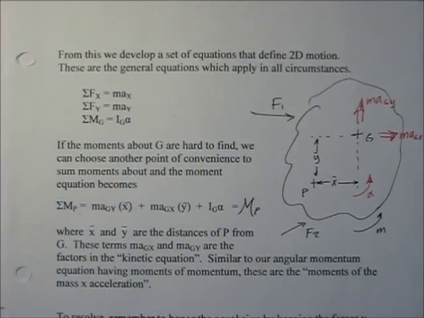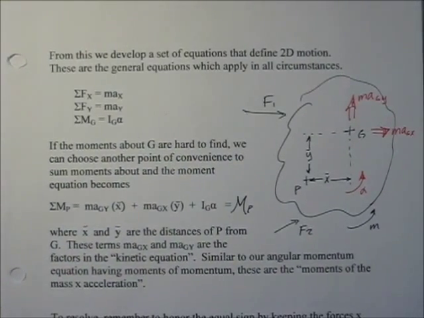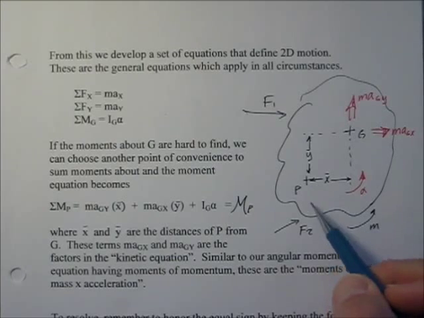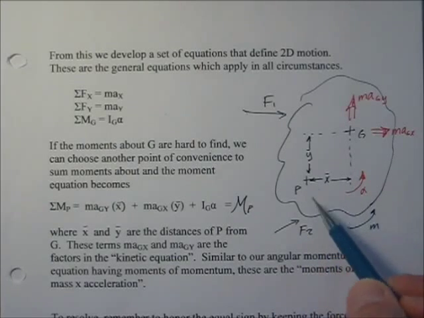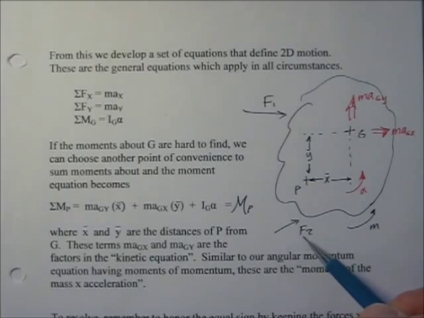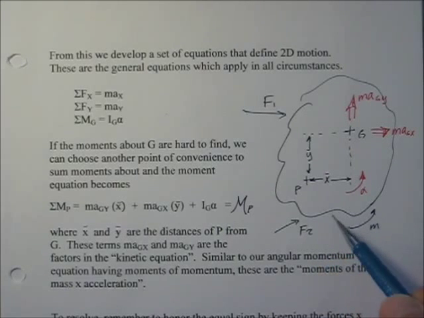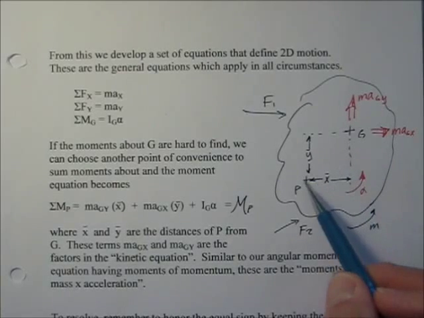All right, so in the beginning, if we sum the moments about the center of gravity, and we have all our forces applied through the center of gravity, it's pretty easy. However, there are many times when we don't want to sum the moments about the center of gravity. In other words, we may want to consider rotation about a different point, or at least use a different point for our moment summation.